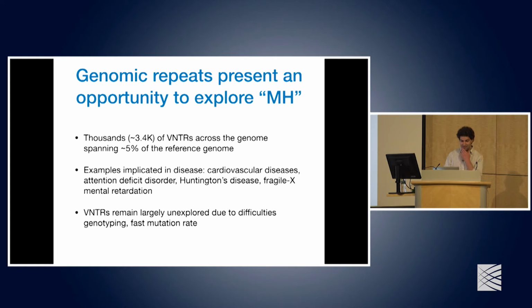Finally, as a class, VNTRs remain largely unexplored, and so their true effect on disease heritability maybe isn't known yet. In large part, this is due to difficulties genotyping. Another point is that these regions are thought to mutate fast, which can add some complications in modeling these regions in the genome. As I hope to demonstrate today, methodological advances and the proliferation of whole genome sequence data present a real opportunity to get a handle on these regions in the genome at a scale we haven't been able to do before.